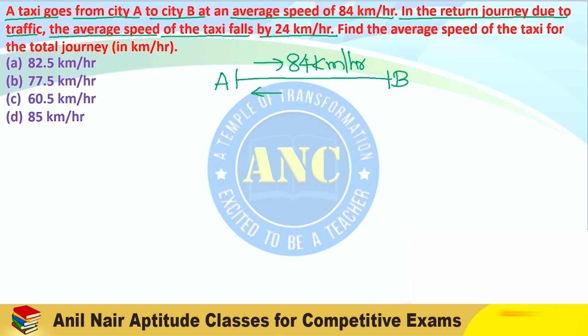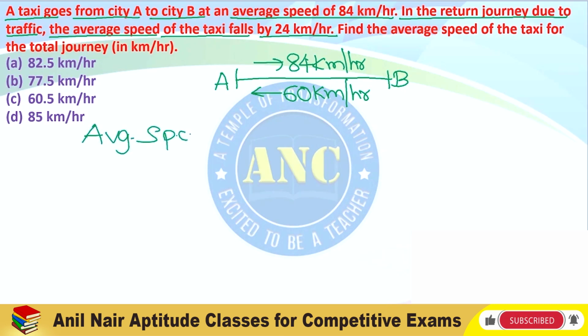That means he is not traveling at 84 kilometers per hour in the return journey from B to A. He is traveling at 24 kilometers per hour lesser than 84. That means it is 60 kilometers per hour. Find the average speed of the taxi for the entire journey in kilometers per hour. Same explanation once again. Average speed is nothing but total distance divided by total time.